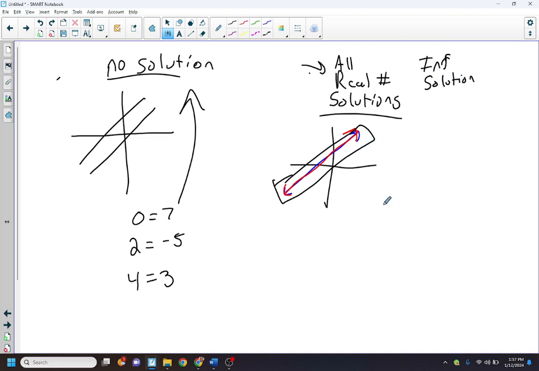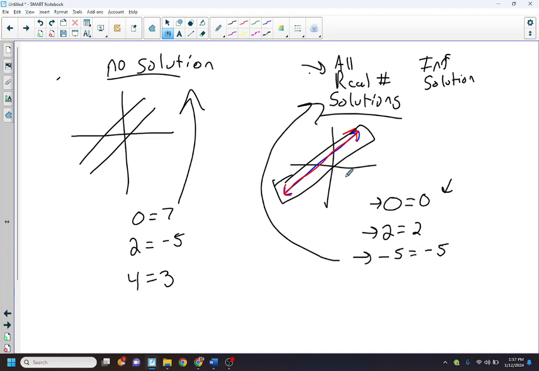On the other hand, if you get something that's 0 equals 0, 2 equals 2, -5 equals -5, in this situation, 0 always equals 0, 2 always equals 2, -5 always equals -5. So that would cause it to be also an all real solution.